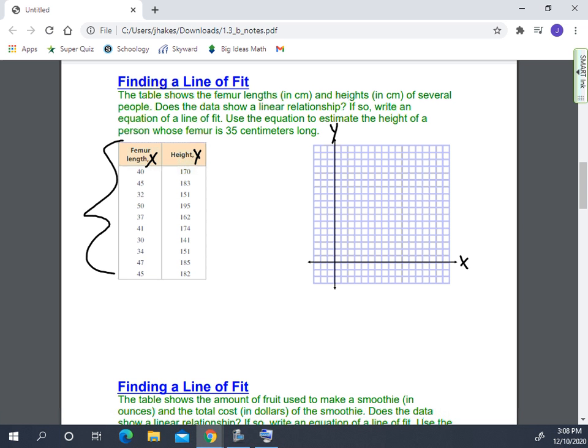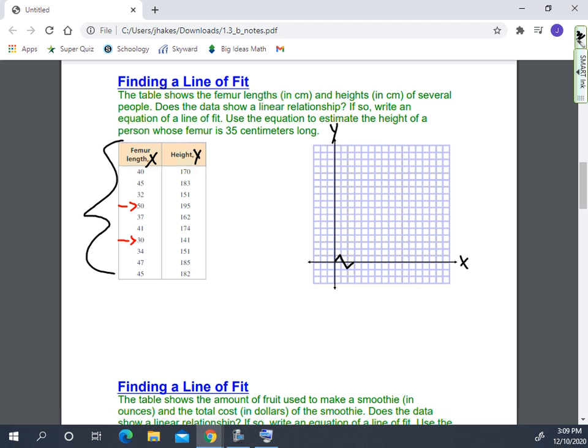So in doing so, I want to look at what's my lowest number. My lowest number for femur length is 30. And what's my highest number? 50. 50 is my highest number. Okay, so I'm going to start at 30 and make sure I can get through 50. To start at 30, I need to do what's called creating a break. Break goes through something like this.